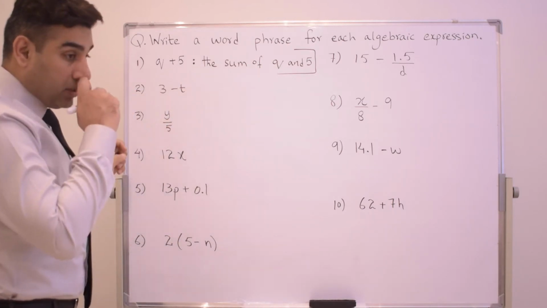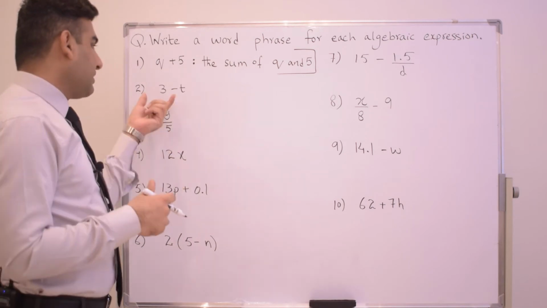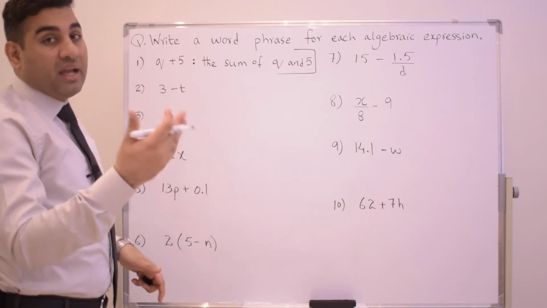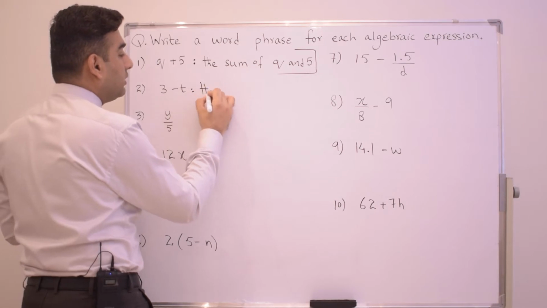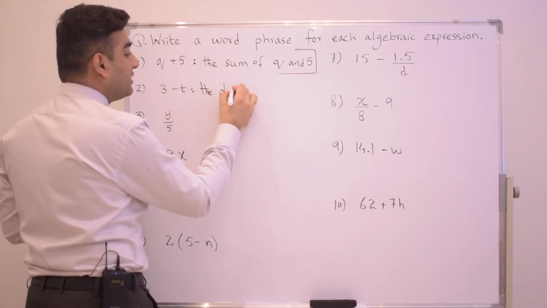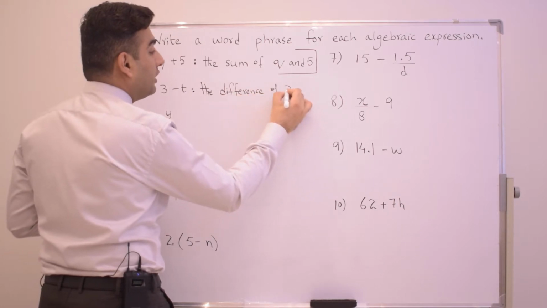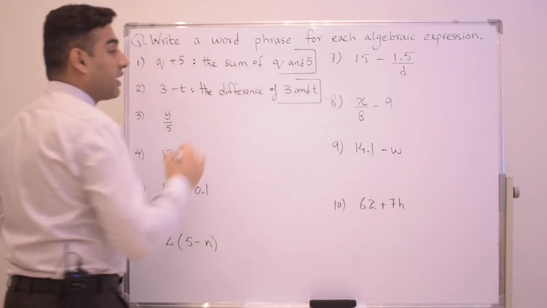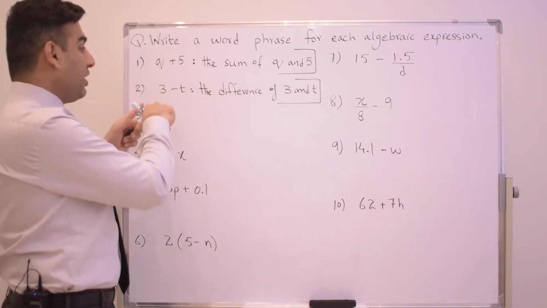Let's go for the part 2. 3 minus t. So guys, whenever the minus sign comes, we have different ways. Like you can just say 3 minus t, or you can write the difference of 3 and t. So that's better. So I will write as the difference of 3 and t. Okay guys, so the difference means minus of 3 and t.